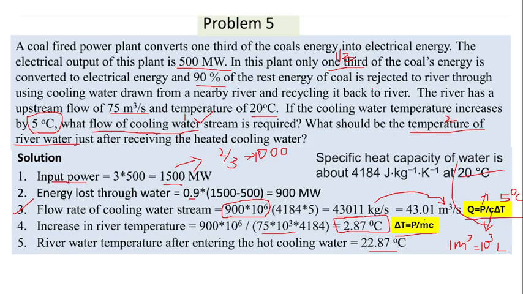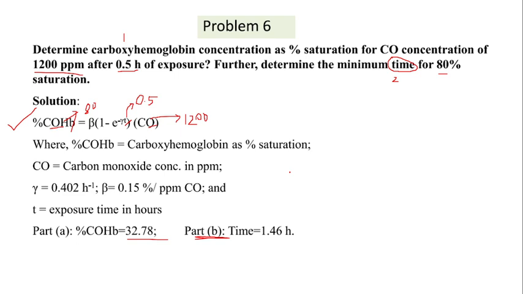Next one is also a problem related to air pollution and also water pollution. In the power plant, you are burning the coal and some amount of energy is lost in the water. So when some amount of energy is lost in the water, the temperature of the water is getting increased. What should be the flow rate of the cooling water stream and what is the increase in the temperature? When the temperature is exceeding beyond some limit, aquatic organisms cannot live in the water. So these are all some important problems related to water pollution.